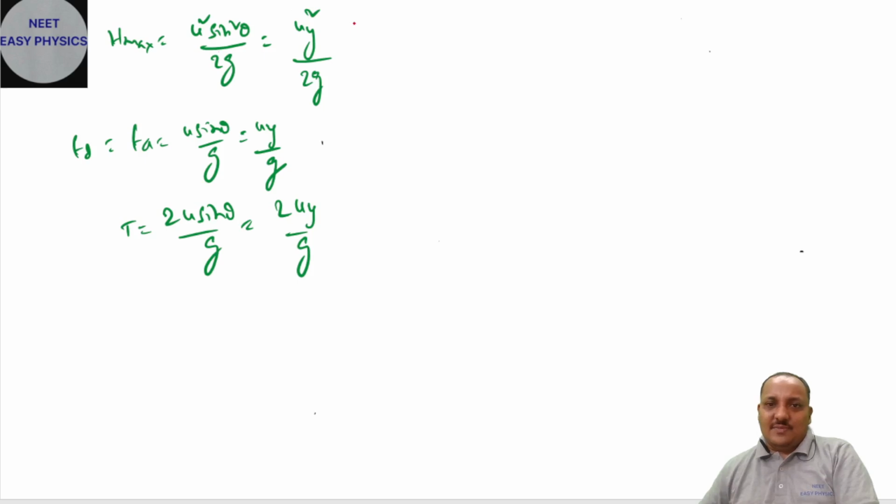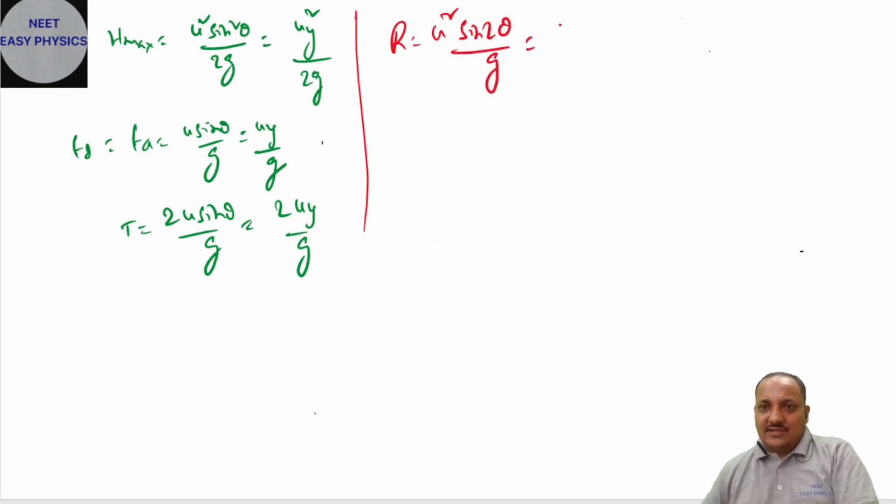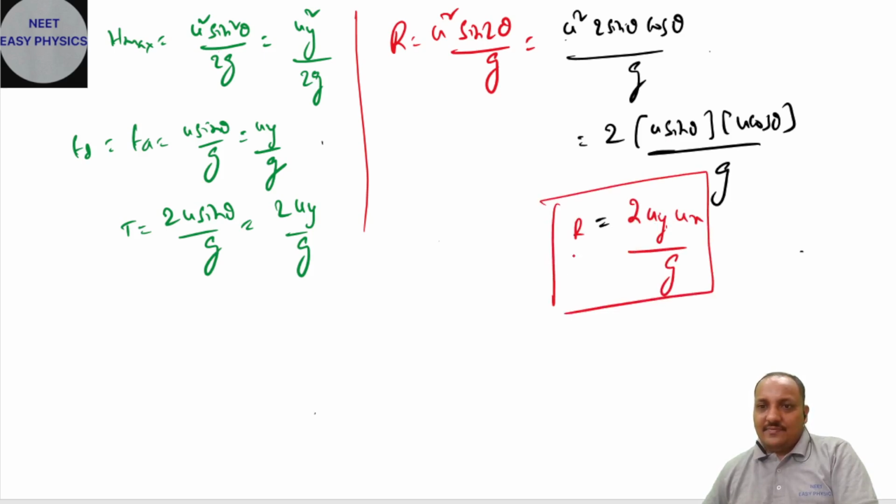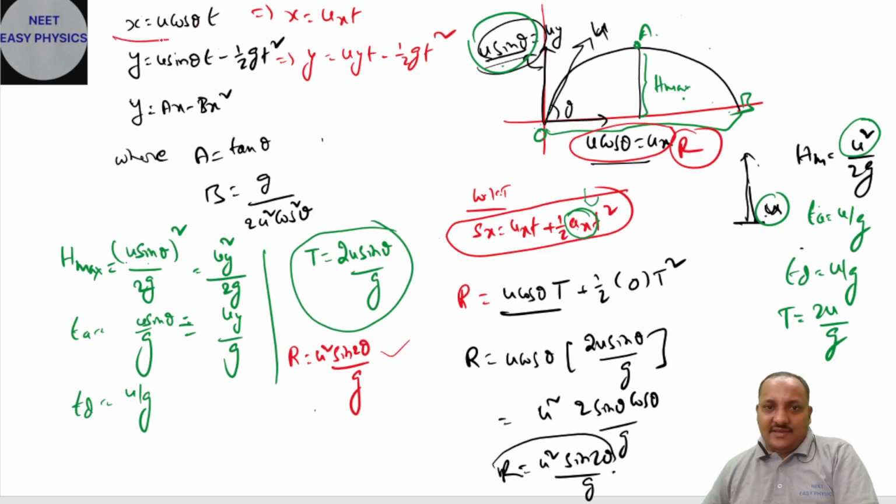Now what is the range formula we wrote? Range is u square sin 2 theta by g. This one we can rewrite as u square 2 sin theta cos theta by g. So 2 times, one u you can write with sin theta: 2 u sin theta, u cos theta divided by g. So u sin theta is uy, u cos theta is ux. So 2 ux uy by g. Why? Because sometimes they will give an equation like this, x equal to u cos theta t, that is uxt. Then they will ask what is the range and all this.